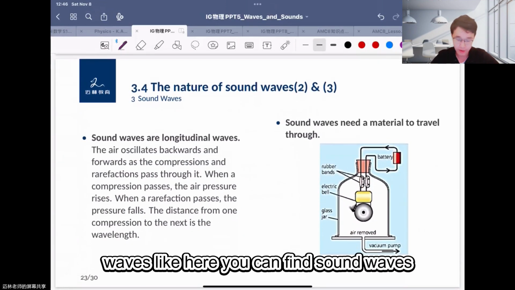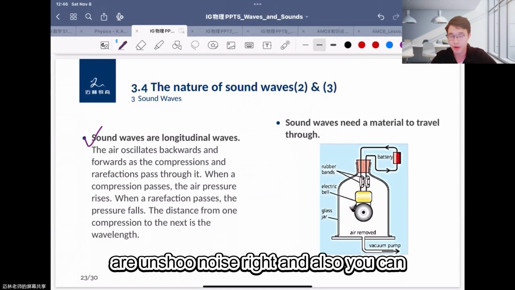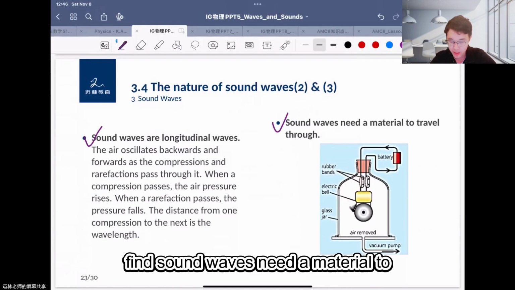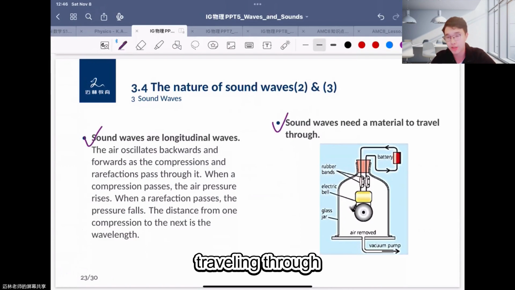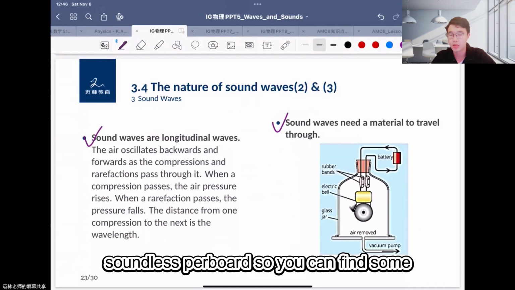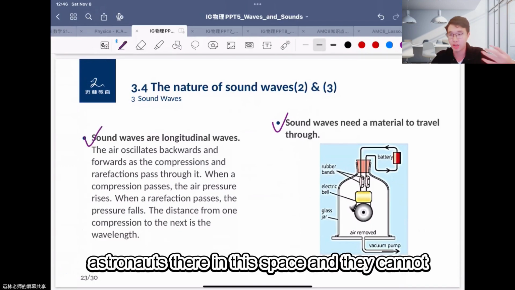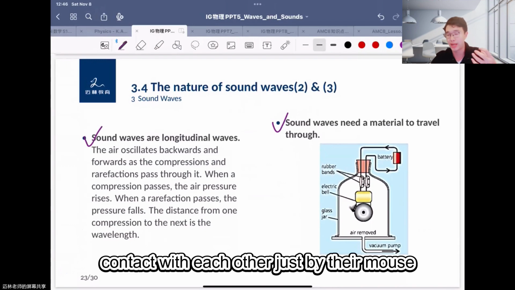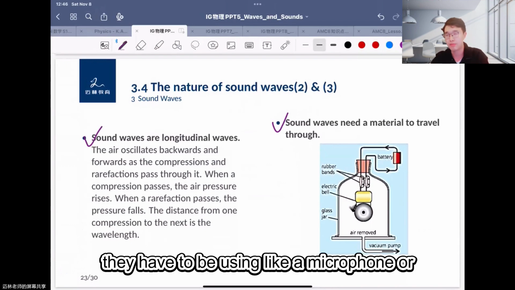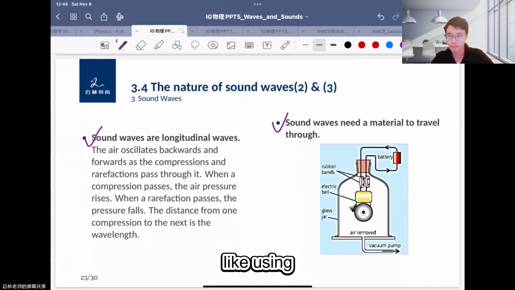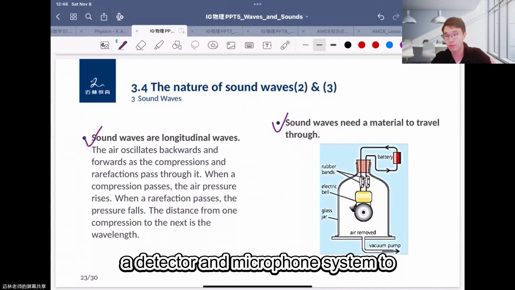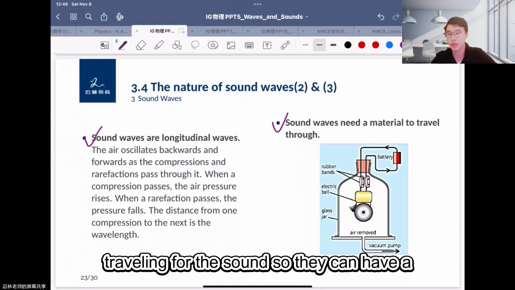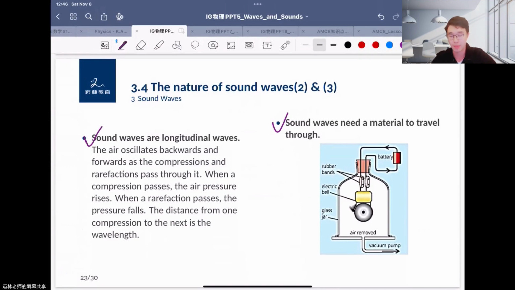And there are also some natures of sound waves. Here, you can find sound waves are longitudinal waves, right? And also sound waves need a material to travel through. Okay, this is the sound wave property. So you can find astronauts in space cannot communicate with each other just by their mouths. They have to use a microphone or a detector and microphone system to transmit the sound. Okay, so they can communicate this way.